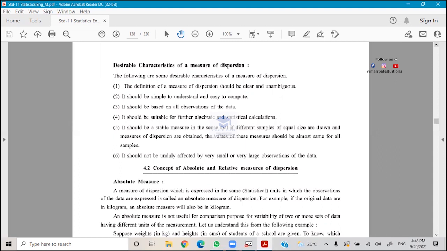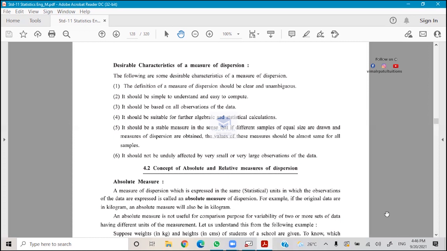It will show the variation, fluctuation. It should be a stable measure in the sense that if different samples of equal size are drawn, and measures of dispersion are obtained, the value of these measures should be almost the same. It should not change with the size of sample. It should not be unduly affected by too large or too small values of observation. Now, measures of dispersion can be absolute and relative. Absolute measure is based on original data, and the unit is the same.